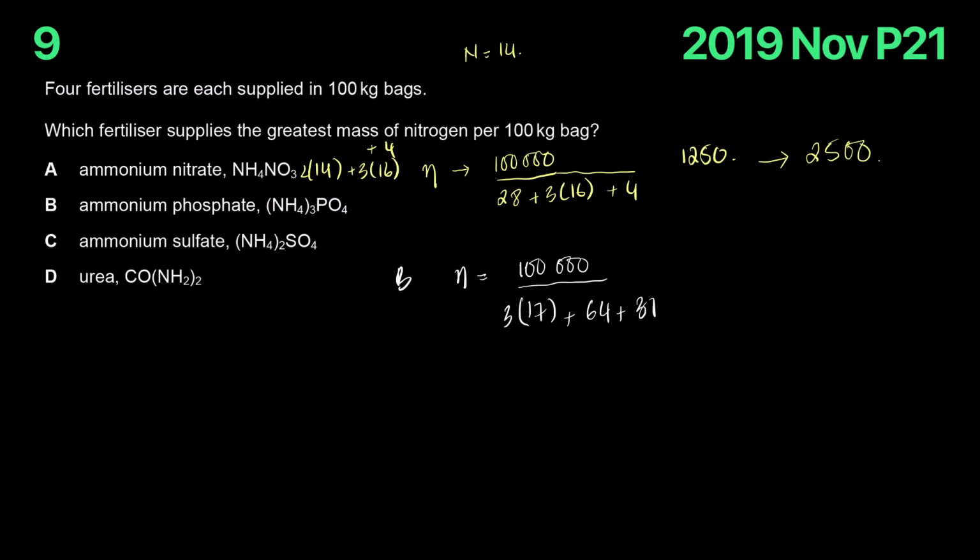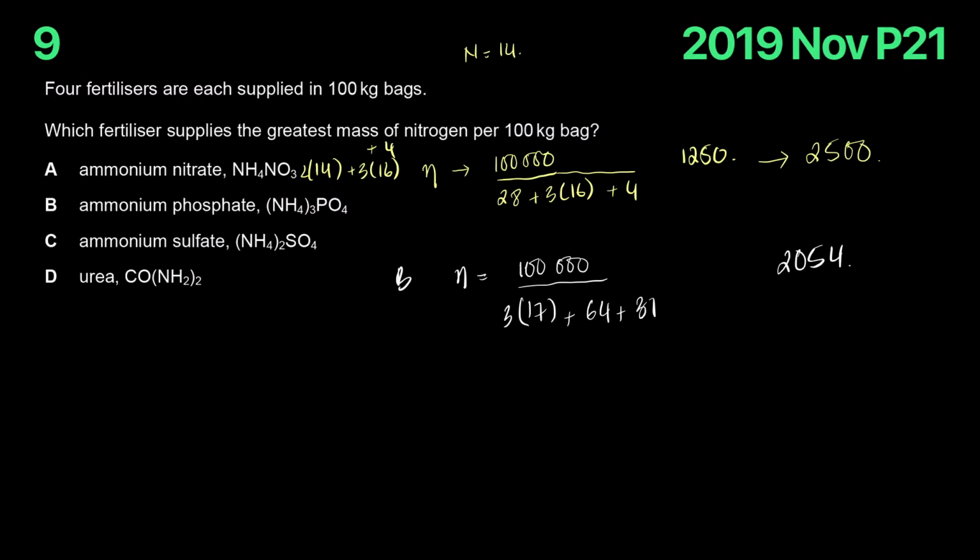Okay, let's calculate it for the second one. 17 times 3 plus 64 plus 31. That's 146. 100,000 divided by 146, and how many nitrogens do we have? We have 3 nitrogens. I'm getting 685. Multiply that by 3, I'm getting about 2504. So B is failing. B has less nitrogen produced for 100 kilograms than A. So far our winner is A. I'll continue with C. I have a strong feeling C is not it either.